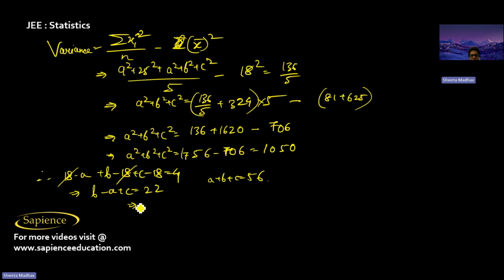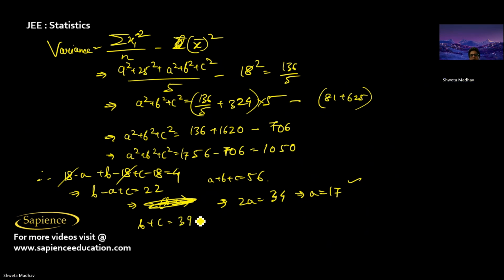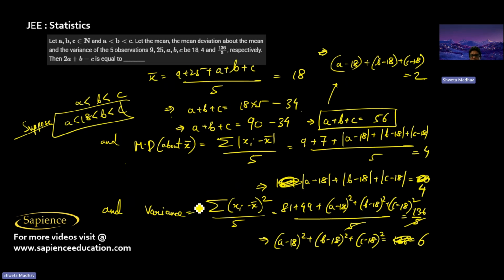So now if we subtract them, then 2A we will get A plus B plus C minus of minus A plus B plus C. So that is 56 minus 22, that is 34. So A will be equal to 17. B plus C will be equal to 22 plus 17, that is 39. B plus C is 39.